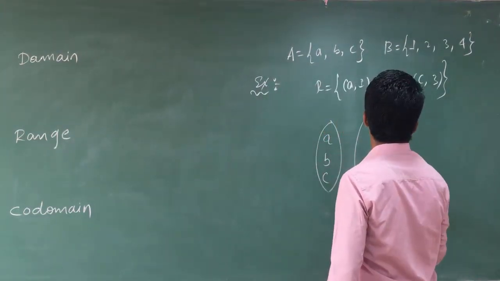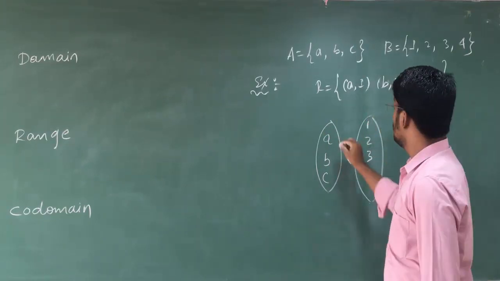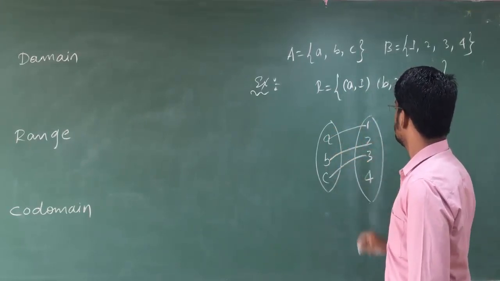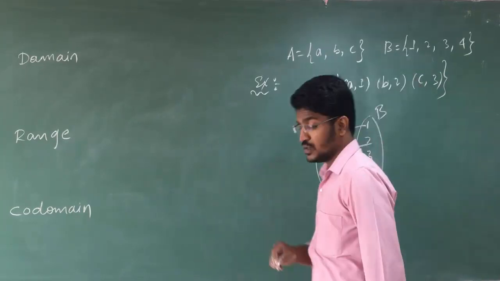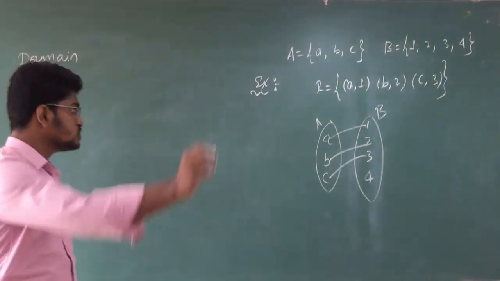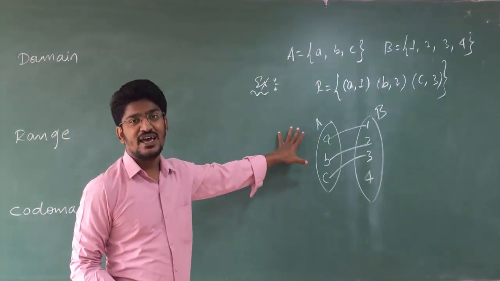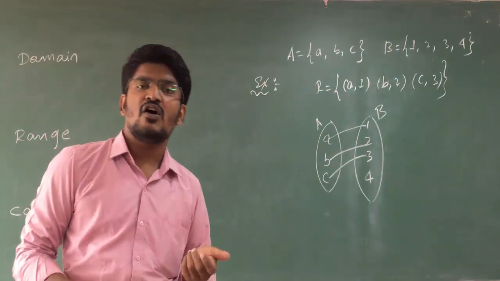Here you are going to have 1, 2, 3 and 4. A maps to 1, B maps to 2, C maps to 3. This is set A, this is set B. Clear? Okay. Now, we have taken one relation. Already we have written the definition in the starting of this video.